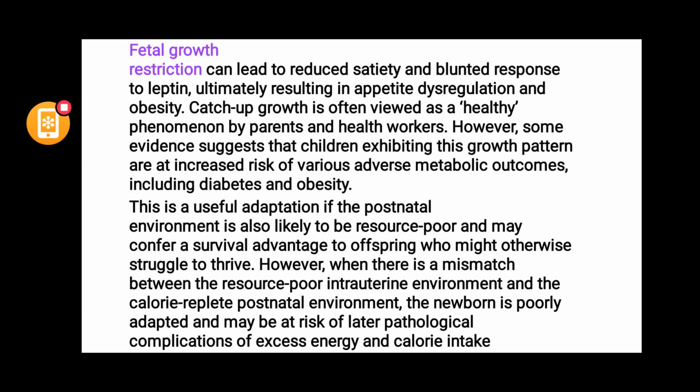However, some evidence suggests that children exhibiting this growth pattern are at increased risk of various adverse metabolic outcomes, including diabetes and obesity, right? Because they keep on growing very fast, there is a high chance that they may have metabolic disorders which may cause diabetes and obesity. Now, this is a useful adaptation if the postnatal environment is also likely to be resource poor and may confer a survival advantage to the offspring who might otherwise struggle to thrive.